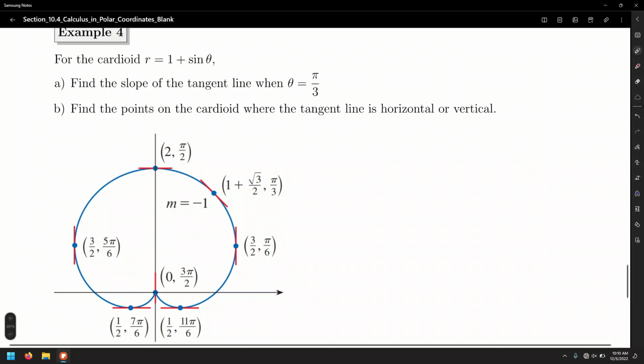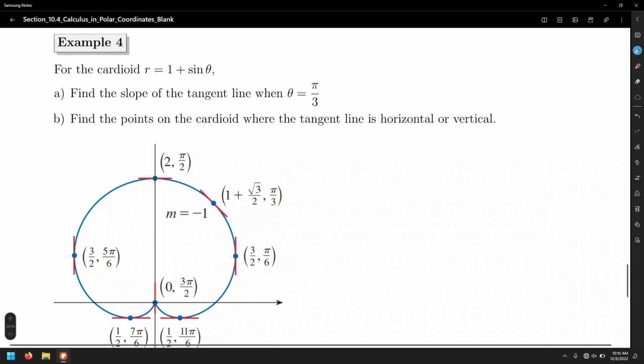So number one, we need to find the derivative. Let me write down the derivative of 1 plus sine. So this is f of theta, essentially 1 plus sine theta.